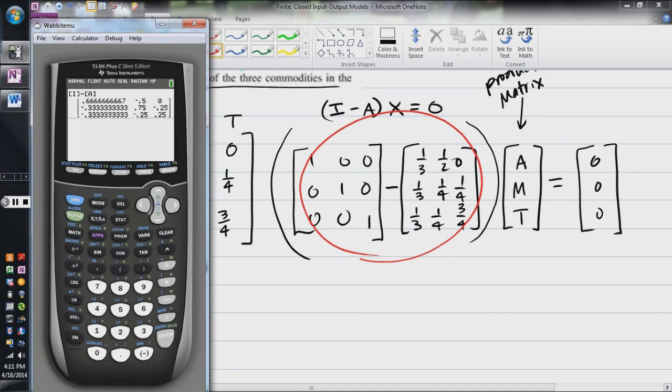Now, what I want to do is I'm going to store this. I'm going to write this as fractions. And I am going to store it by clicking this STO at the bottom. I'm going to store that as matrix B.